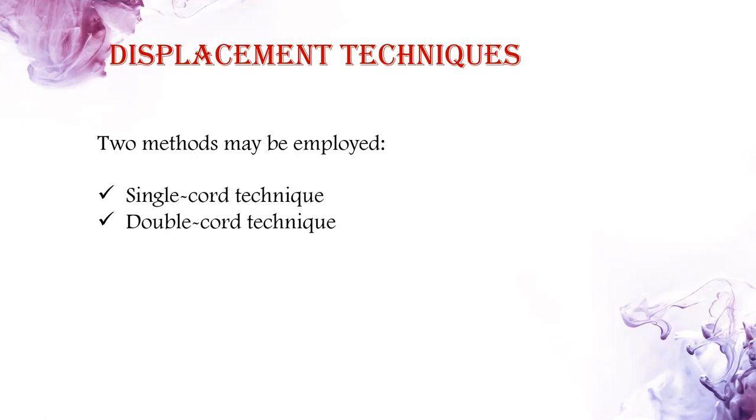One thin cord is first packed deep into the sulcus and left there during impression making to provide hemostasis. The second cord is placed over the first cord to provide retraction and is removed immediately prior to impression making.